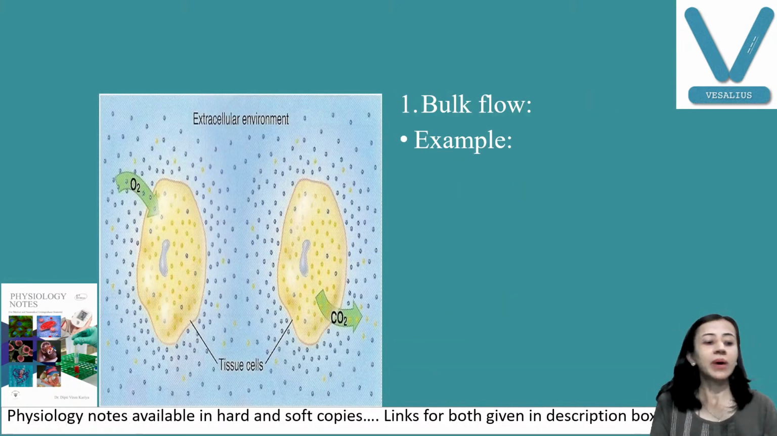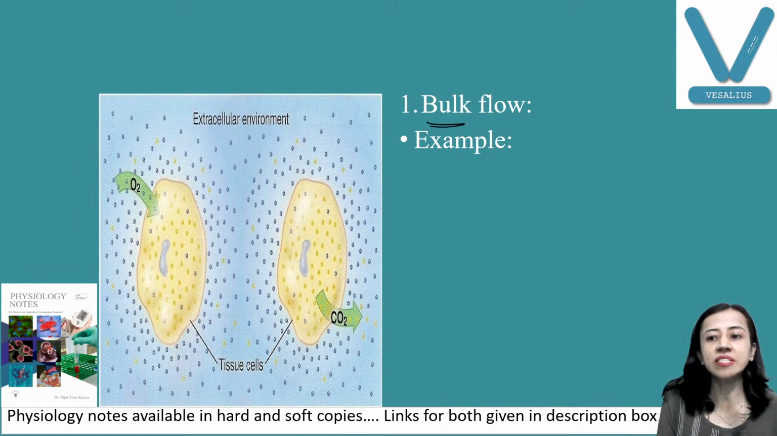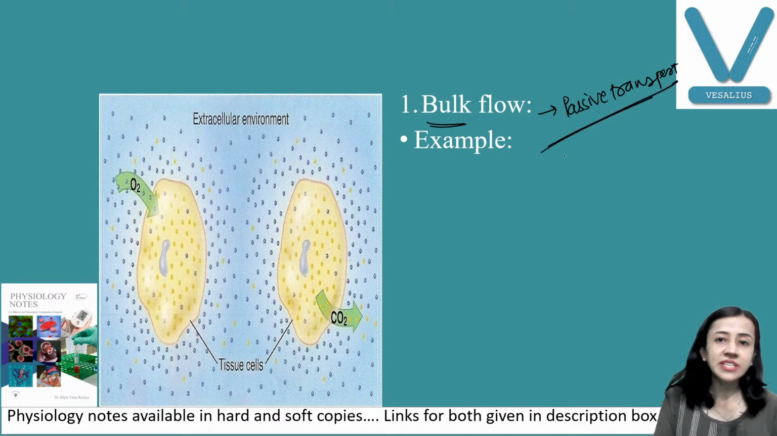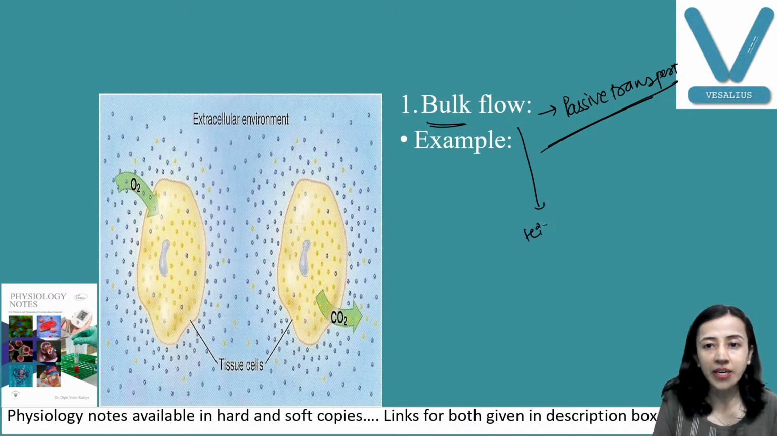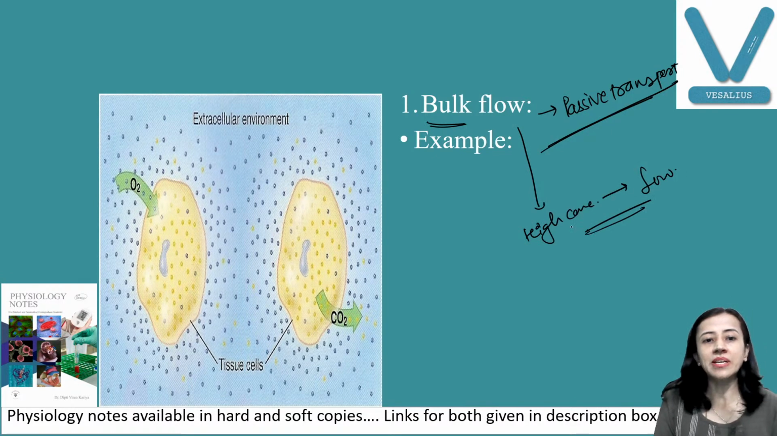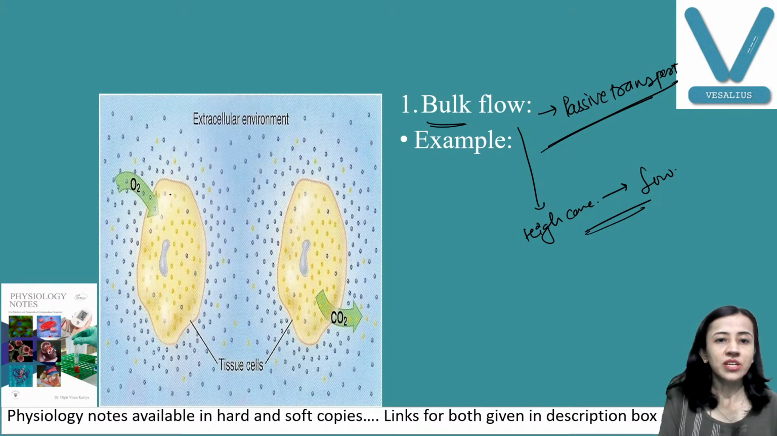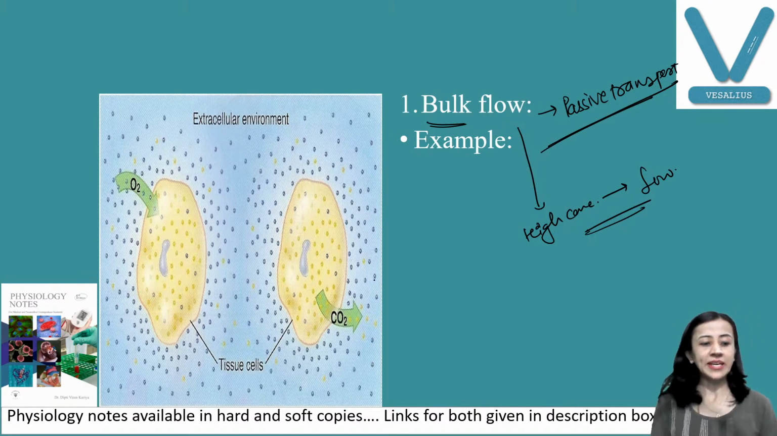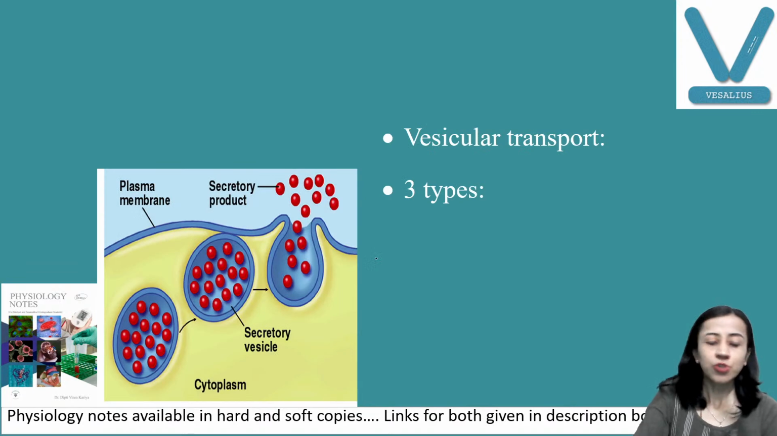What is bulk flow? The name itself suggests the flow is in bulk. Bulk flow is passive transport, also known as diffusion. The only difference between simple diffusion and bulk flow is that here the diffusion is in bulk, from higher concentration to lower concentration. An example is respiratory gases. Not a single molecule is transported; they are transported in bulk. So this is bulk flow.